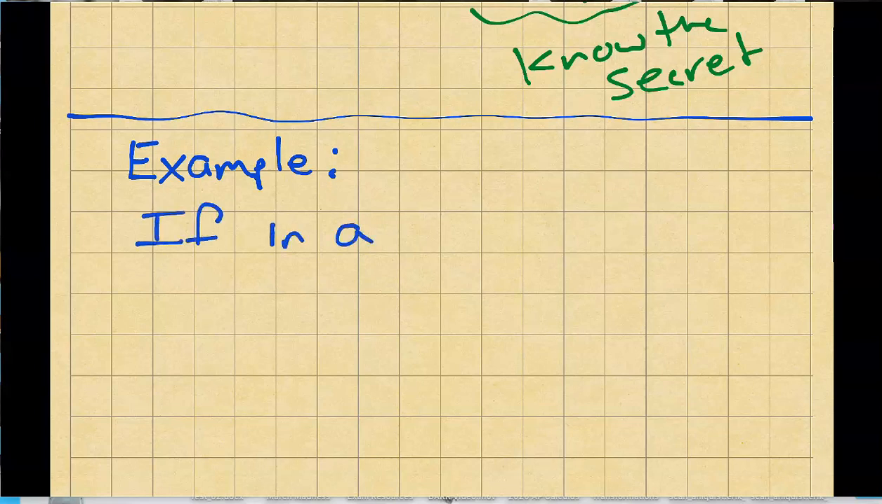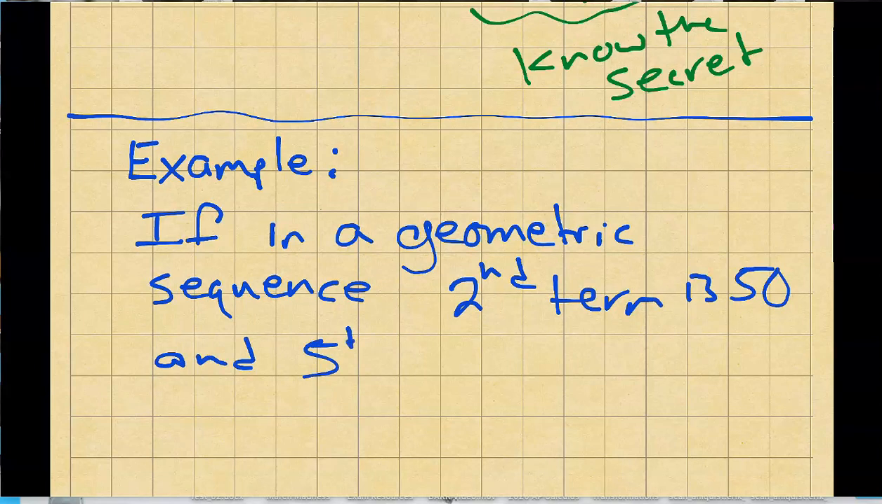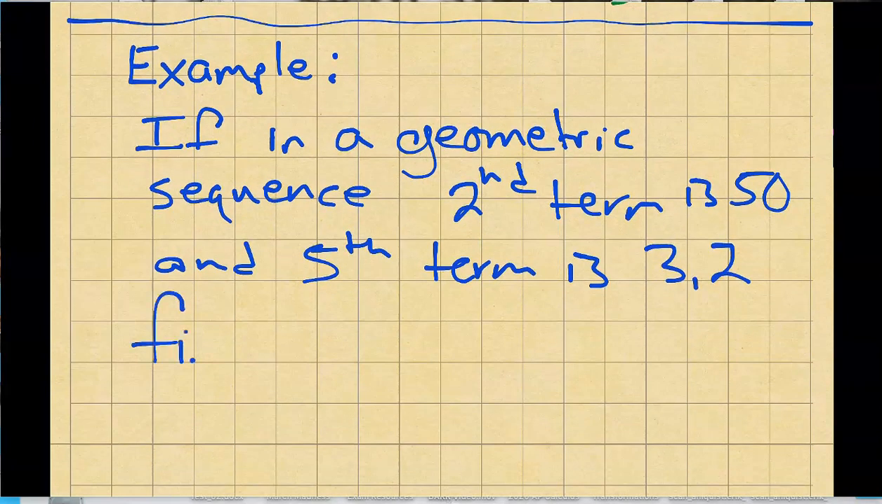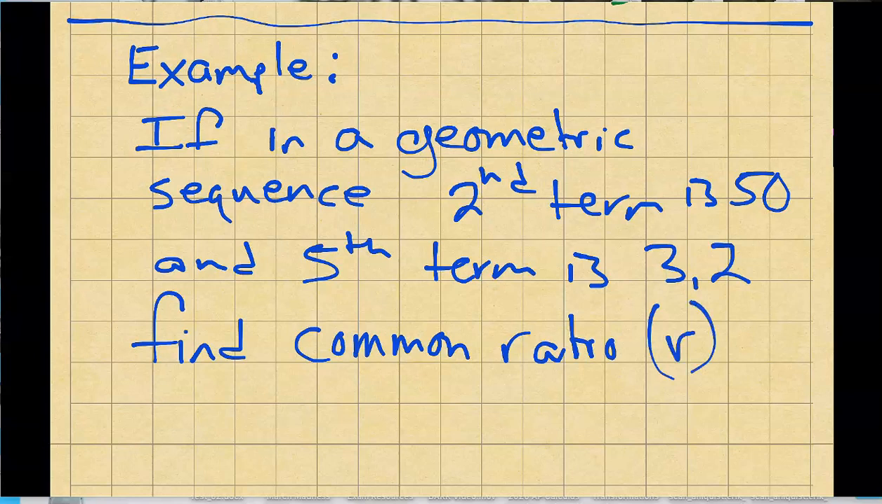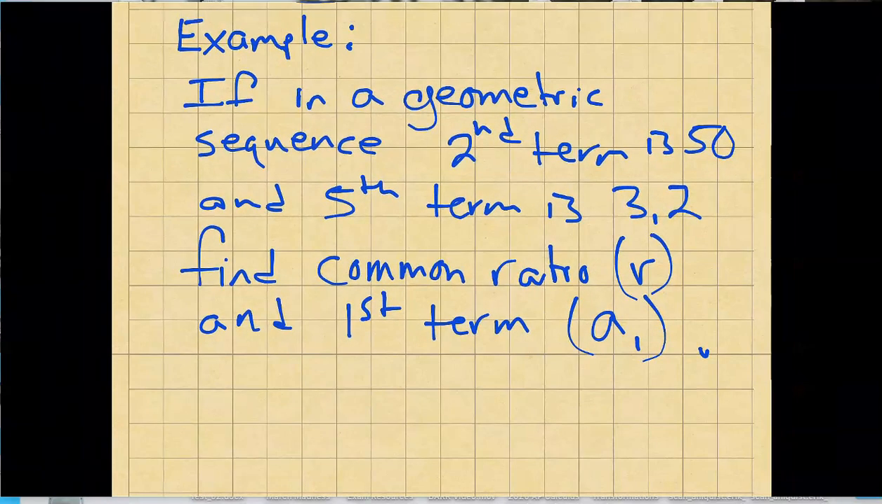If in a geometric sequence, the second term is 50, and the fifth term is 3.2, find the common ratio, which is r, and the first term, which is a sub 1. That's what you're supposed to do. Okay, so let me give you a minute to think about what that is. In a geometric sequence, second term is 50, fifth term is 3.2. Find the common ratio and the first term.